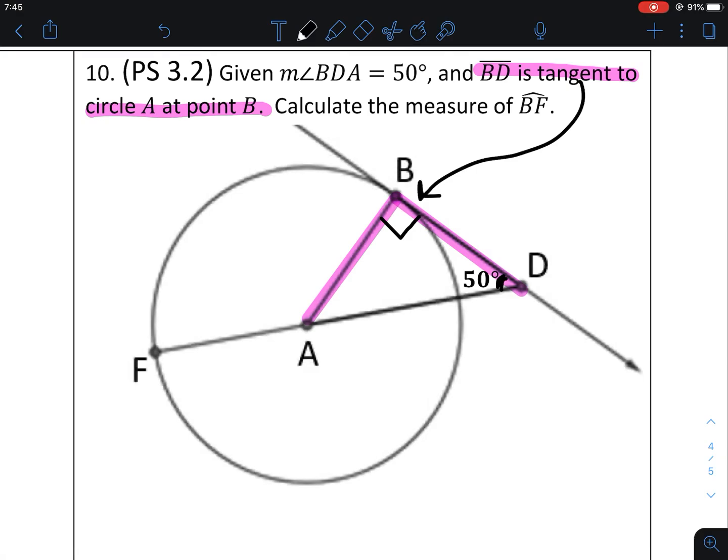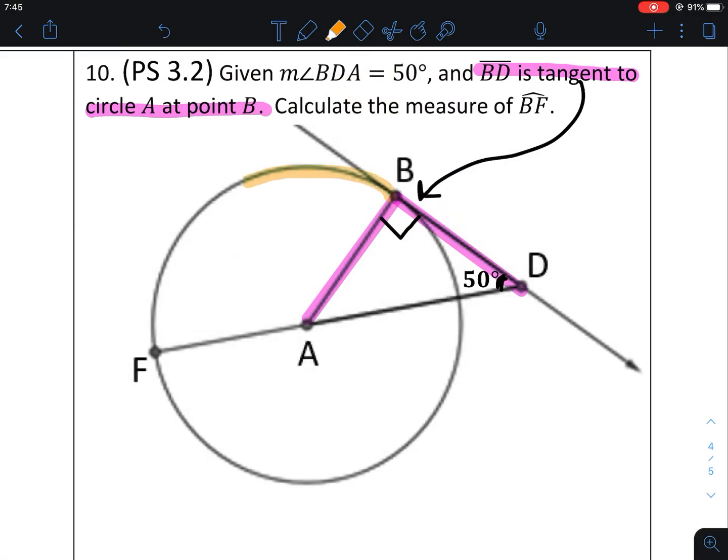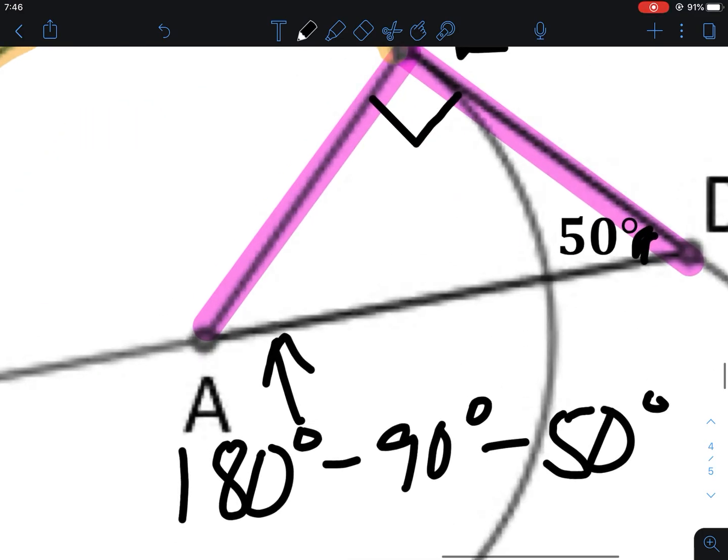And I want to know the measure of arc BF. What is the measure of arc BF? So there's a few different theorems that we need to use. The first was that the tangent to the radius, right? I have a tangent line, BD, and the radius AB create a right angle. So there's one theorem. I have another that tells me that the sum of the interior angles of a triangle is 180. So if I subtract the 90 degrees and the 50 degrees that we already have there, this little guy here is 40 degrees.